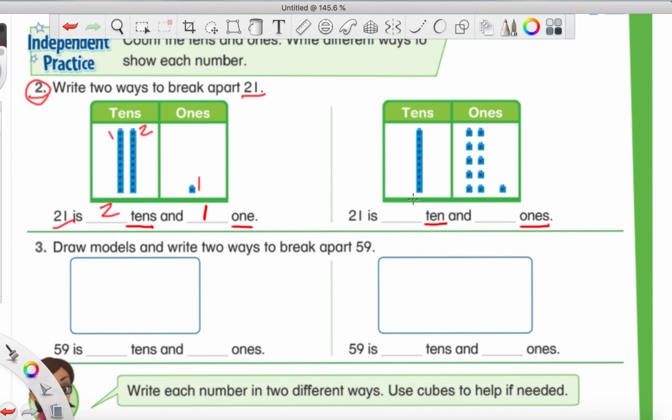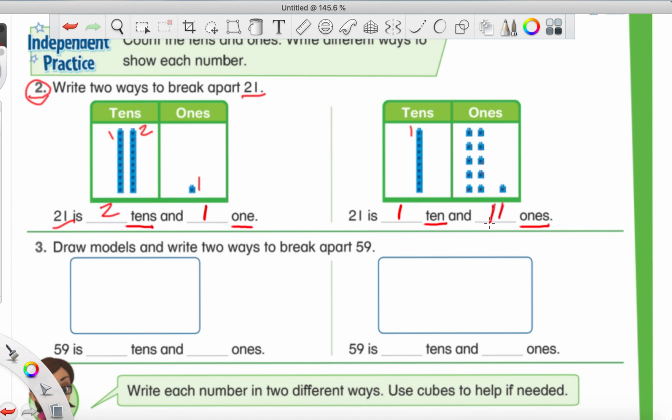For this other way we can make 21, let's see how many tens. 1, right? So 1 ten. Then how many ones? 1, 2, 3, 4, 5, 6, 7, 8, 9, 10, 11.